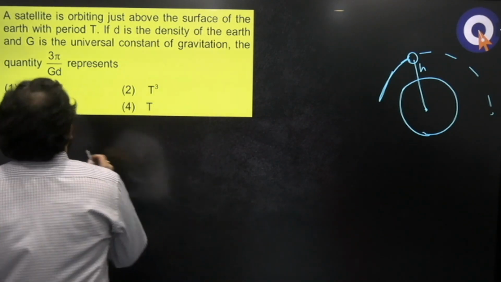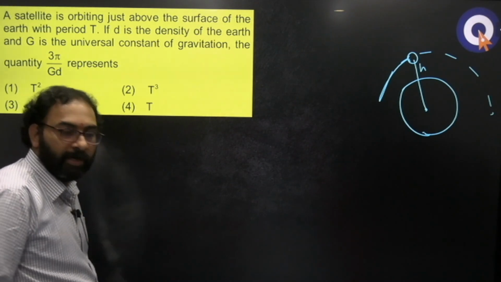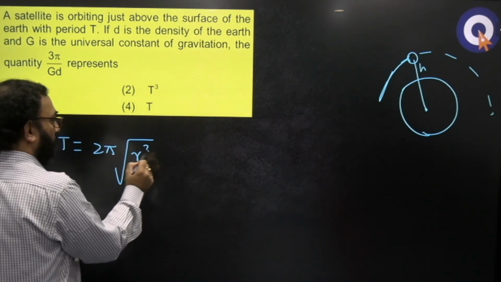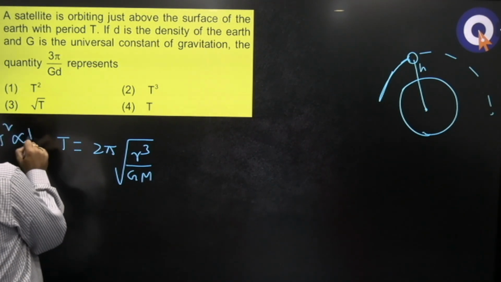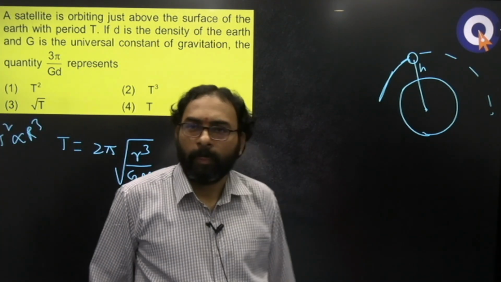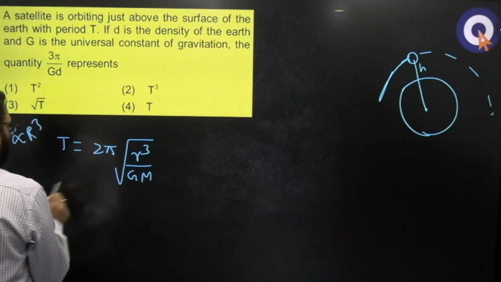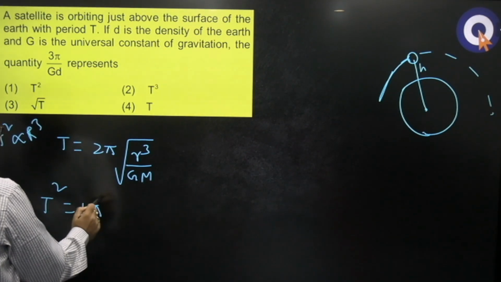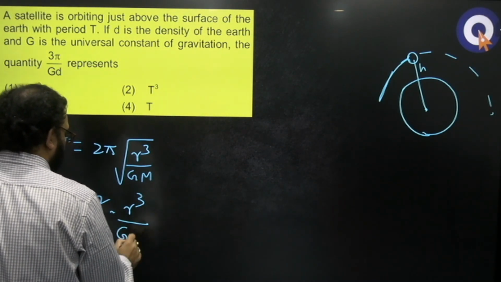So first, time period T equal to time period of the satellite, time period T is 2 pi under root of R cube by GM, or you can say T square proportional to R cube. What is this? Kepler's law. And time period formula 2 pi under root of R cube by GM. So now I'll square it. T square equal to 4 pi square into R cube by GM.